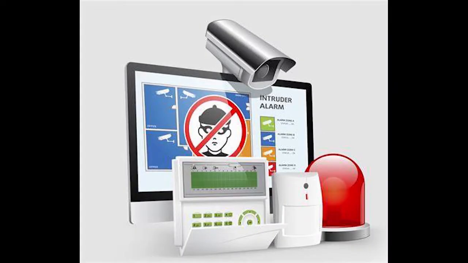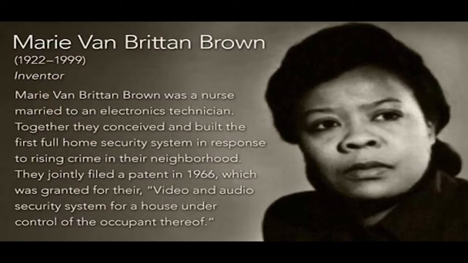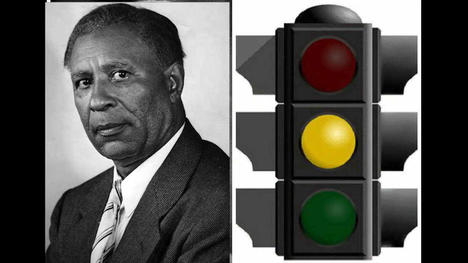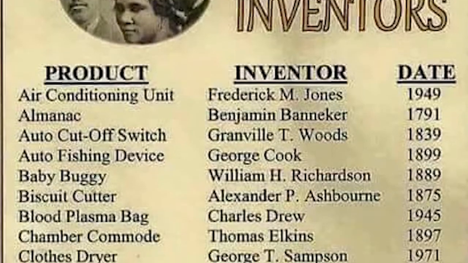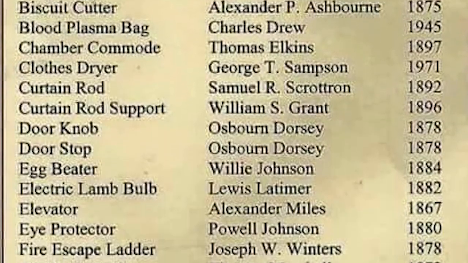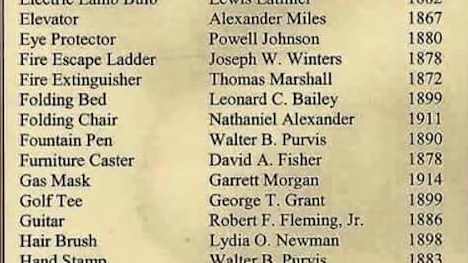For instance, have any of you learned in school that your home security system is descended from the original home security system created by a nurse named Mary Van Brittan Brown? Or that our traffic lights were originally invented by Garrett Morgan? Refrigerated trucks that make our grocery stores possible were invented by Frederick McKinley Jones. Despite the fact that there are a lot of things that were created by people of color or by women, we don't generally learn about them in our history textbooks.